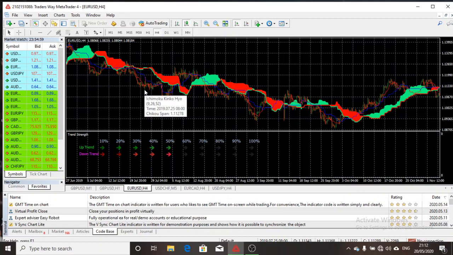Okay, good and fine. Ichimoku is not the only indicator that can help you trade. There are many of them out there that can help you trade. I know you have been seeing this trend. Trend is actually a very good indicator.